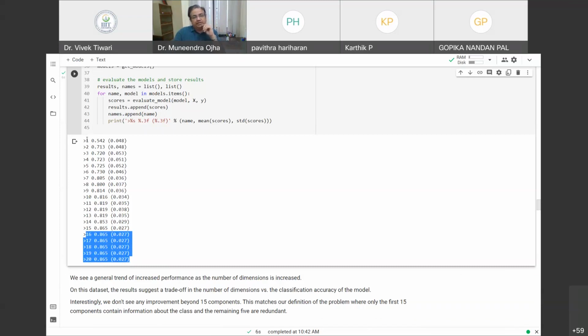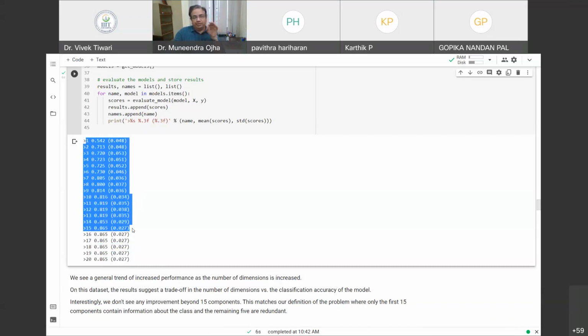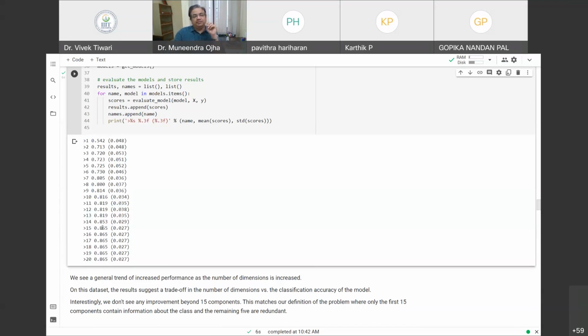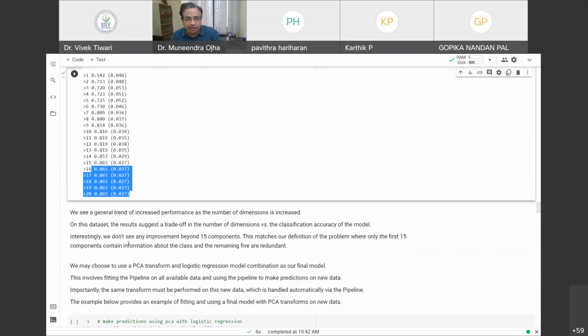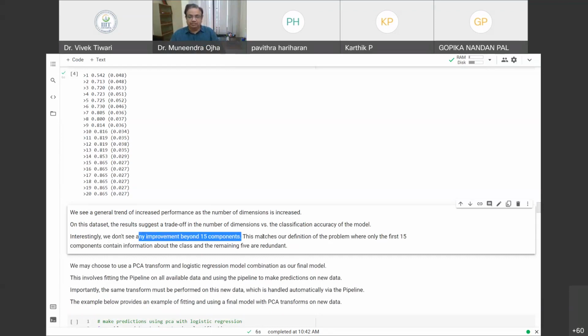So if we take 15 principal components, 15 will be best. After 15 principal components, we are not getting any increase in the accuracy, so we can safely reduce the principal component number to 15 instead of 20. We see a general trend of increased performance as the number of dimensions is increased. On this data set, the result suggests a trade-off in the number of dimensions versus the classification accuracy of the model. We don't see any improvement beyond 15 components.